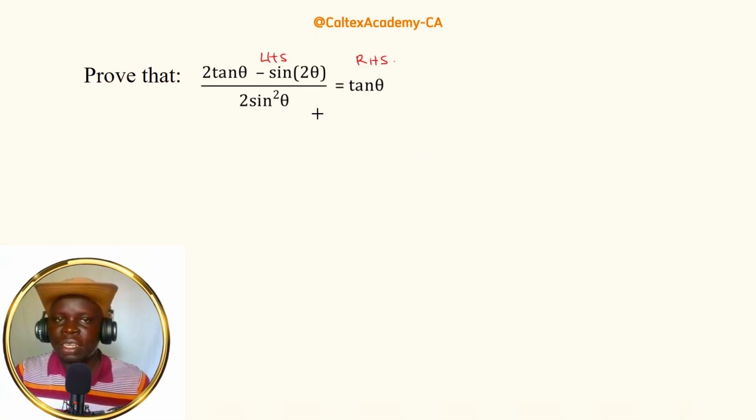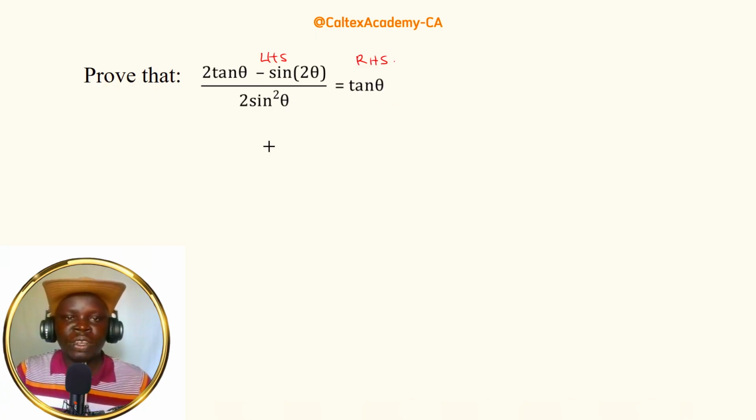Now when you look at this, you realize that the left hand side is looking more complicated compared to our right hand side. So we have the basis of selecting the left hand side for our simplification in order for us to be able to get something similar to the right hand side. With this said, let us move on and implement what I have just said.